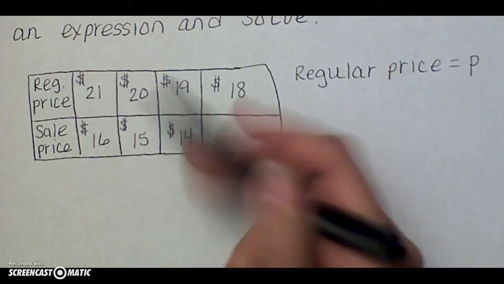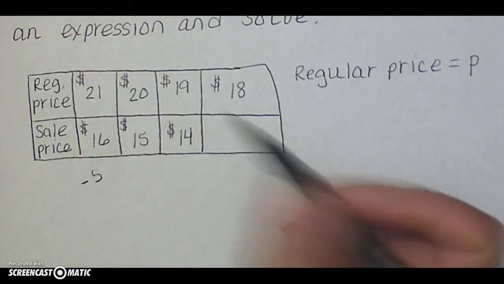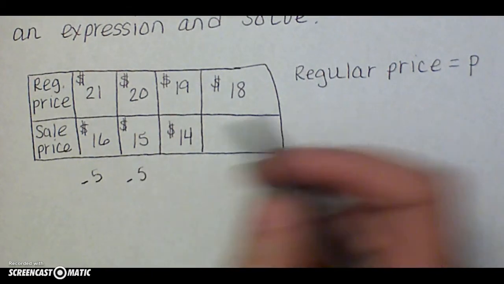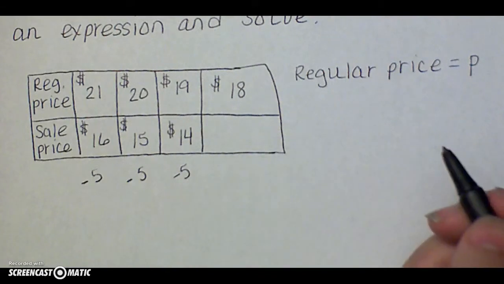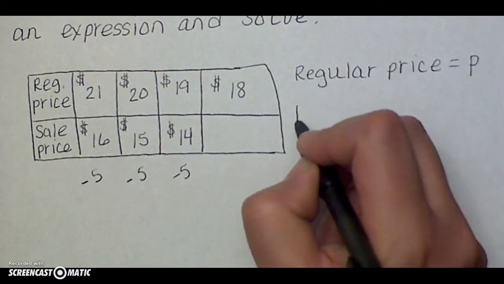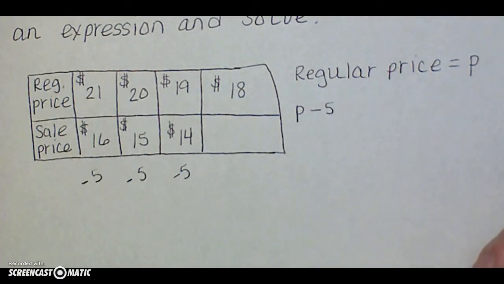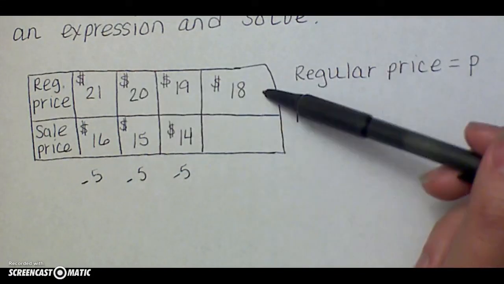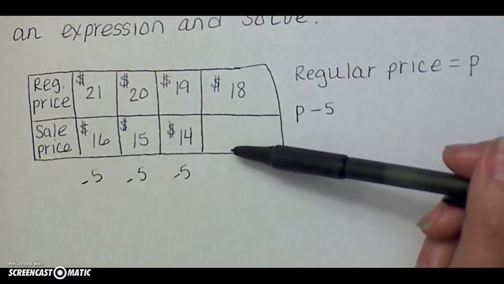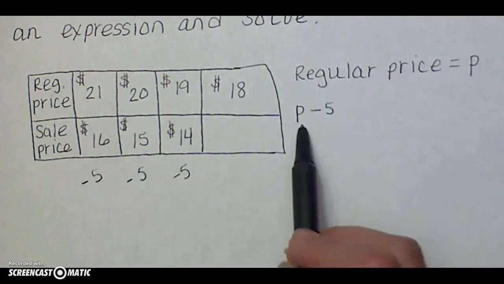So I know that 21 minus 16 is 5. 20 minus 15 is 5. 19 minus 14 is 5. So I know that the expression I have to write is P minus 5. So anything in the regular price column, which is P, minus 5 will give me the answer in the sale price column.